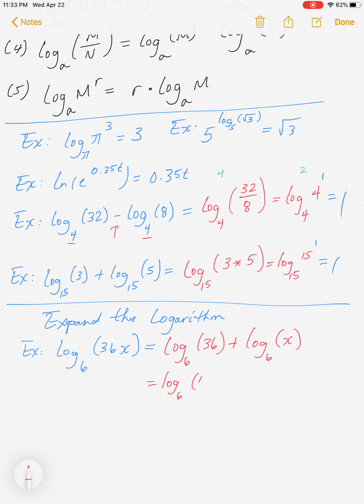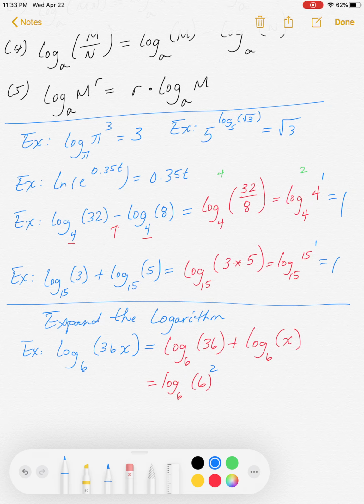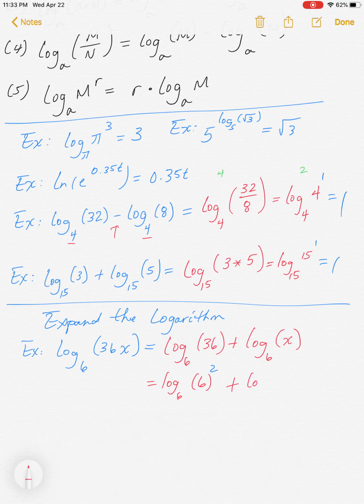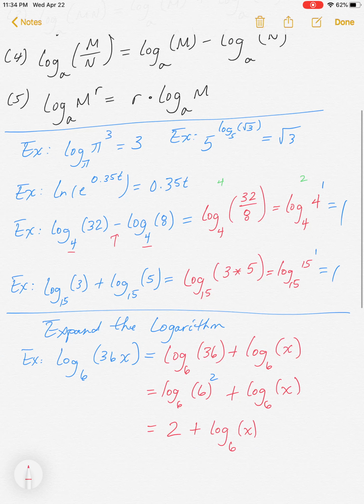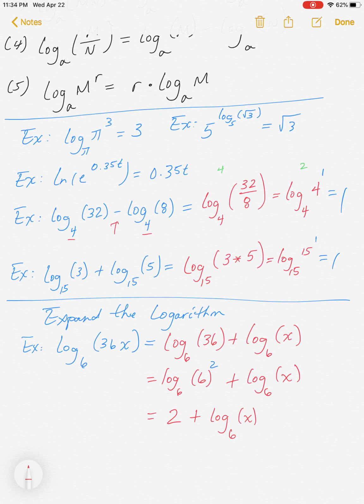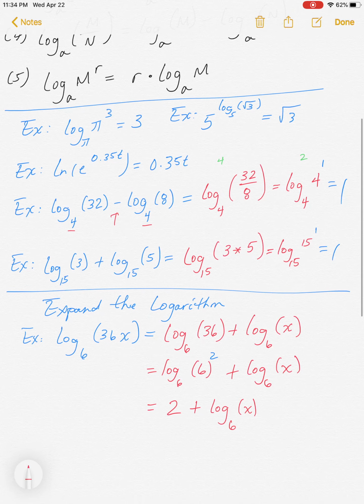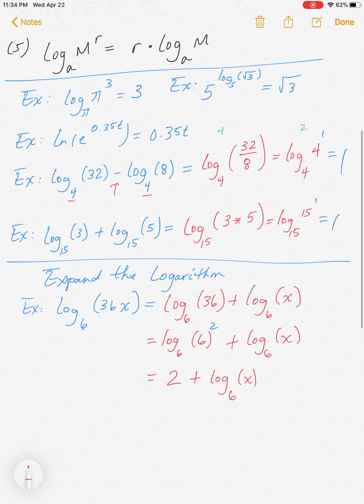Thirty-six is the same thing as saying 6 squared plus log base 6 x. So this solution would be 2 plus log base 6 of x. Notice I use one of the properties from up top, property number 2, to simplify log base 6 of 6 squared. Alright.